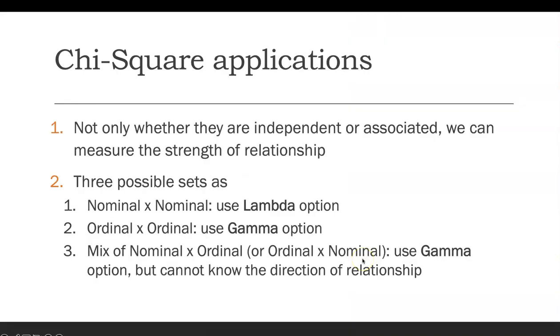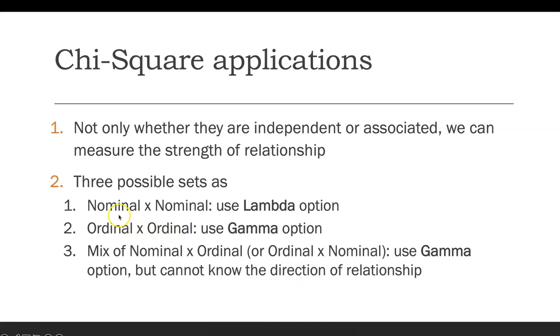Okay. So the chi-square. As you learned, if you have two categorical variables, nominal and ordinal variables, you will need to use the chi-square. The basic setting is not only whether they are independent or associated, as you can check in the null and alternative hypothesis. You can also measure the strength of the relationship in chi-square analysis. So there are three possible sets.